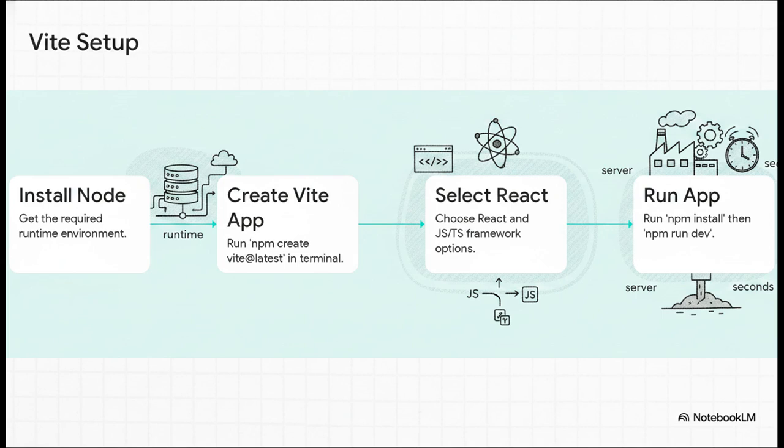And you know what's truly incredible here? Just how simple the actual commands are. Once you have Node.js installed for your runtime environment, it is literally just a few keystrokes. You run npm create vite@latest in your terminal, select your React and JavaScript or TypeScript options, run npm install, and then npm run dev. That last command spins up your local server, typically on port 5173, in seconds. Boom, your foundation is poured and you're ready to build.